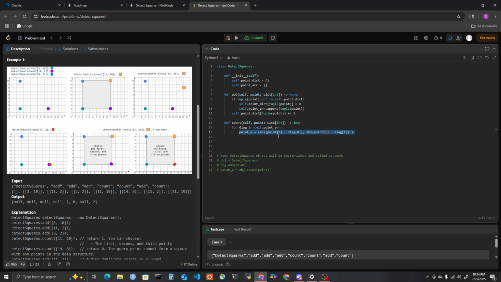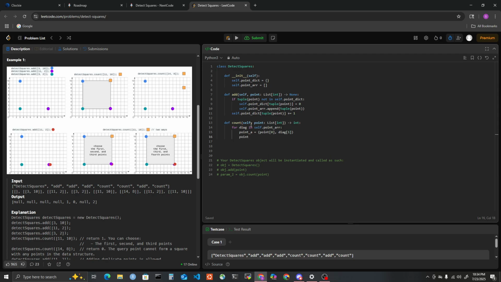Oh wait, what am I doing? I don't need to do minus. I'm being silly here. I keep doing minus, but I don't need to. I can just do one or the other. So I could just do point of 0 and then diagonal of 1. And we'll do that again.